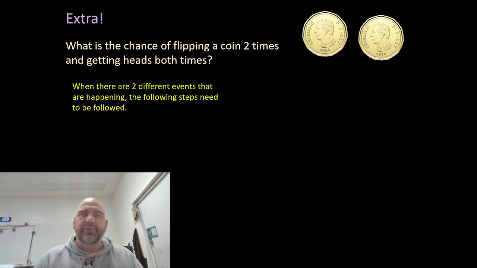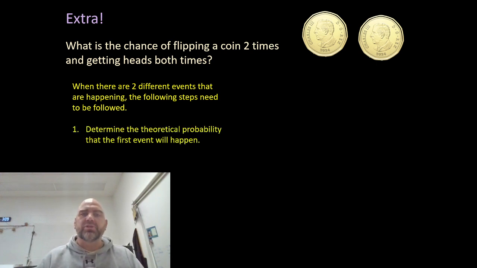When there are two different events, and in this case we have two events that are going to happen, we have to follow these steps. We're going to flip a coin once, and then afterwards we're going to flip a coin again, and we're going to look at the chance of getting the exact probability of those two things happening in order.